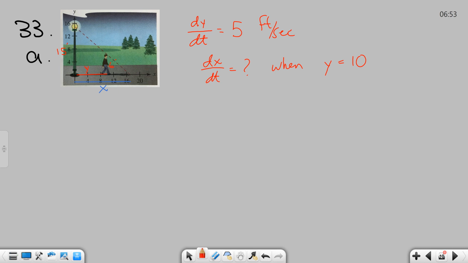I define the distance from the man to the lamppost as y. Therefore, that's a positive rate of change because the value of y is getting bigger. And then I defined x as the distance from the tip of his shadow to the lamppost. And so in part A, we're calculating the rate of change of the tip of the shadow away from the lamppost as dx/dt, and we want to know what that value is when y equals 10.